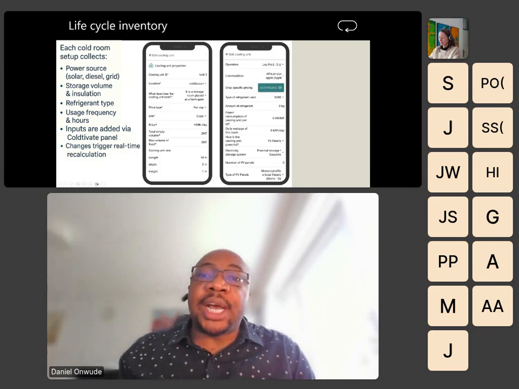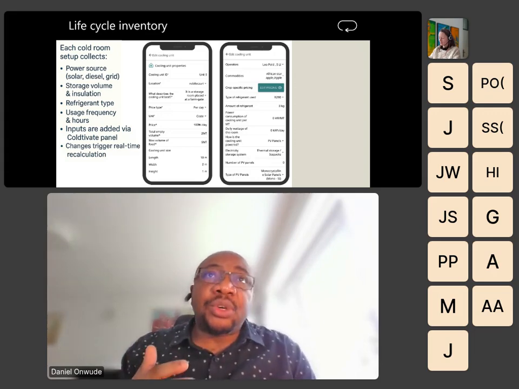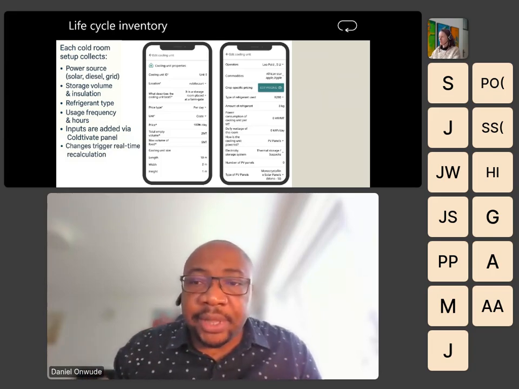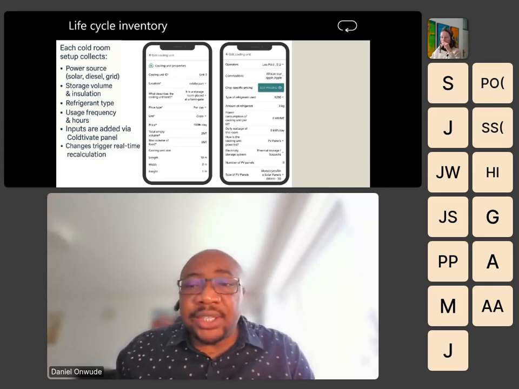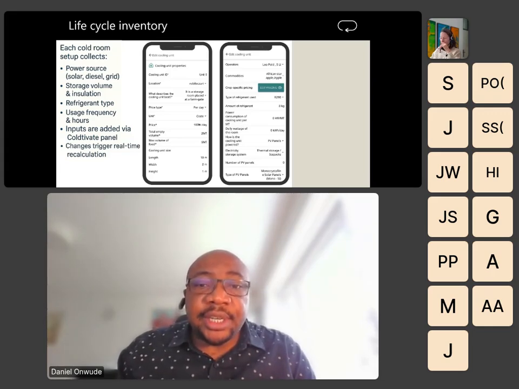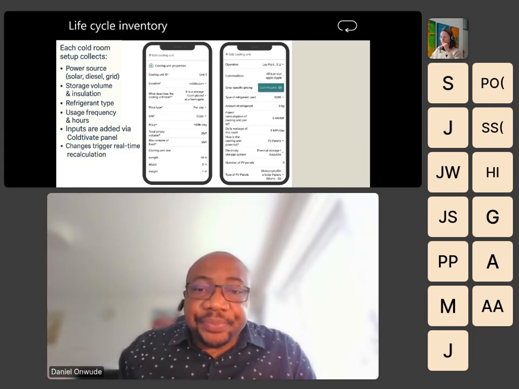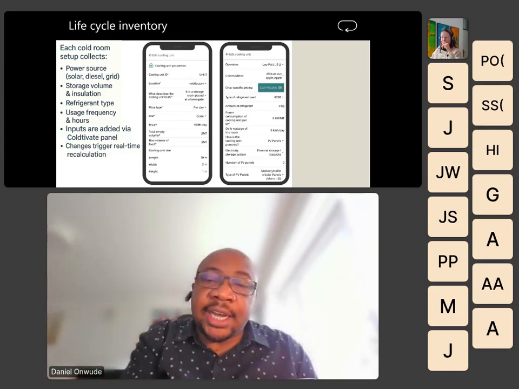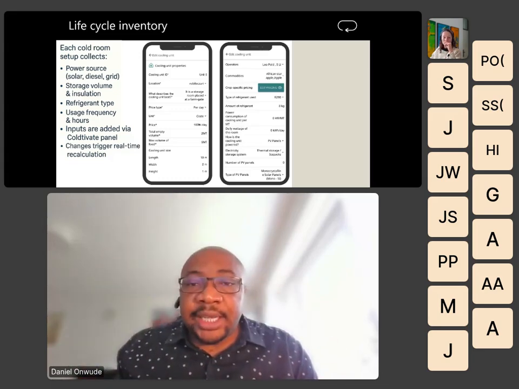Now this slide shows how the Cultivate app streamlines data collection for each cold room setup. You could see we have user information where the user can quickly enter all key parameters needed for the lifecycle inventory, from power source, whether it's solar, diesel, or grid, to storage volume, installation details, refrigerant type, and charge. All this information is then collected. At the back end, this is linked to the lifecycle code that has been developed, and then the calculation is implemented.